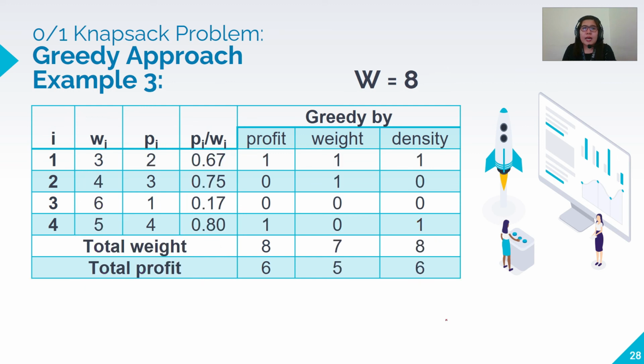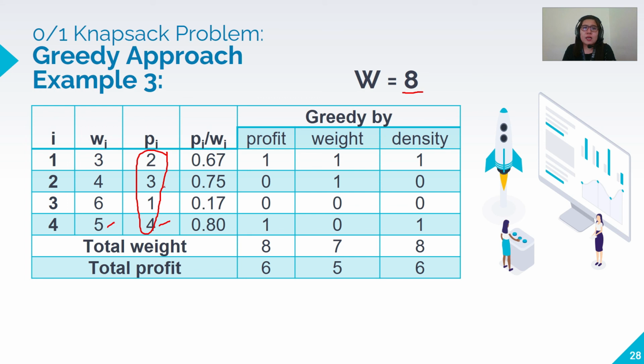Okay? And last example, we have this one. The weight of the knapsack is 8, and there are 4 items. We have 2 divided by 3, 0.67, 3 divided by 4, 0.75, 1 divided by 6, we have 0.17, 4 divided by 5, we have 0.80. We have greedy by profit, getting the largest profit. So, ang largest profit natin is 4. So, ang weight niya is 5.